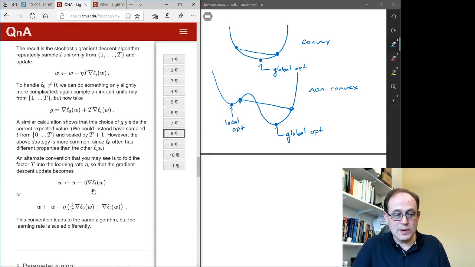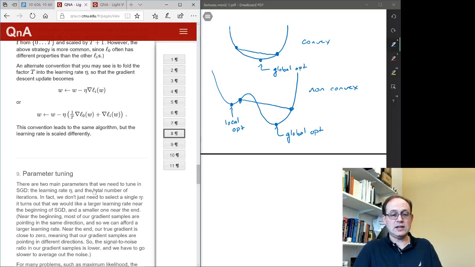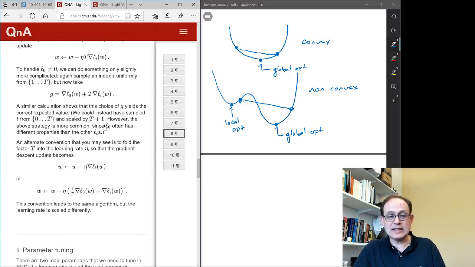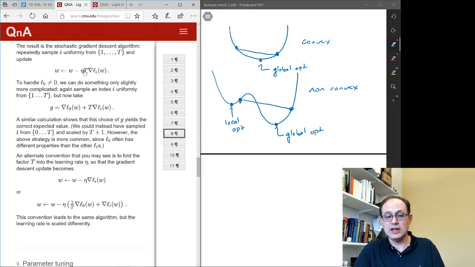All right, when people are defining stochastic gradient descent, I just wanted to mention that there's another convention that is common, and so you should be aware of it. A lot of times people will fold the factor capital T into the learning rate eta. And so the gradient descent update will become W is assigned to be W minus eta times the gradient of the ith term in the loss function. That's the same algorithm, because we just rescale eta to be the same as eta over T in the original version.